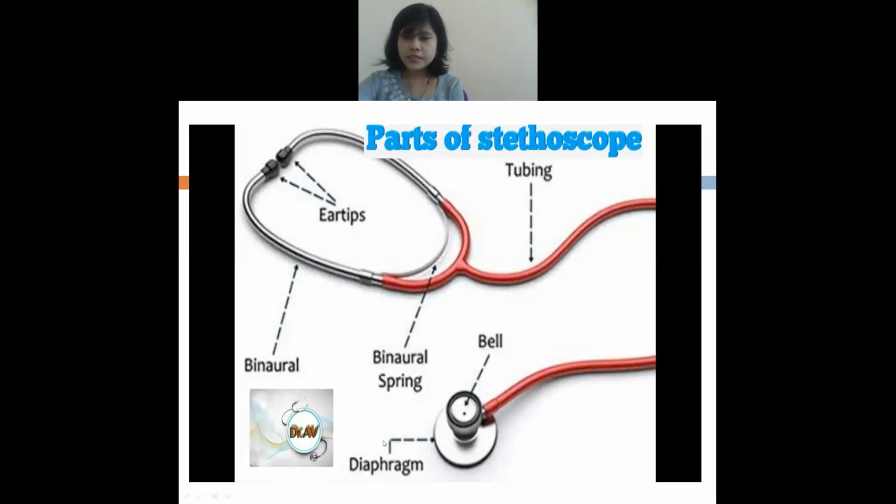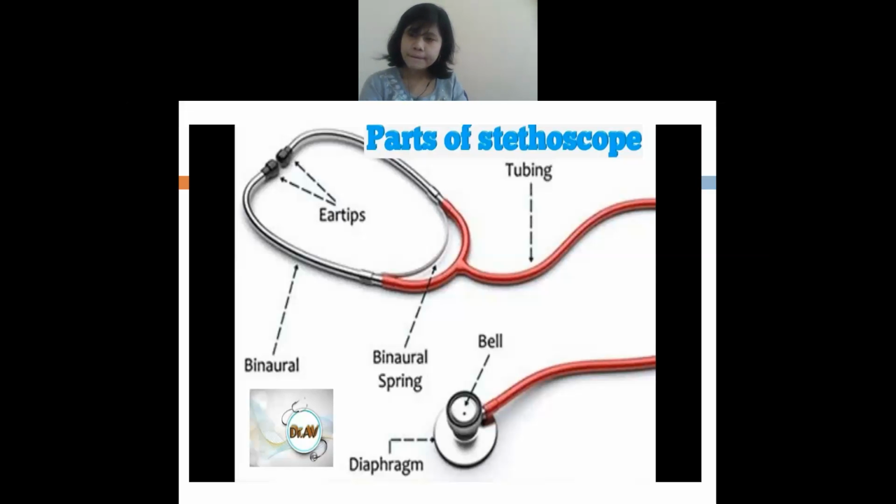This one is known as the brace. This is known as the tubing. This is known as the chest piece. This one is known as a bell, and this one is known as a diaphragm. This one is the ear piece or ear tips. This one is known as a binaural. This one is known as the binaural spring. This is known as the tubing. This one is known as the bell. This one is known as the diaphragm. So these are the parts of the sphygmomanometer and stethoscope. How to measure it, I'll explain to you in the next class.